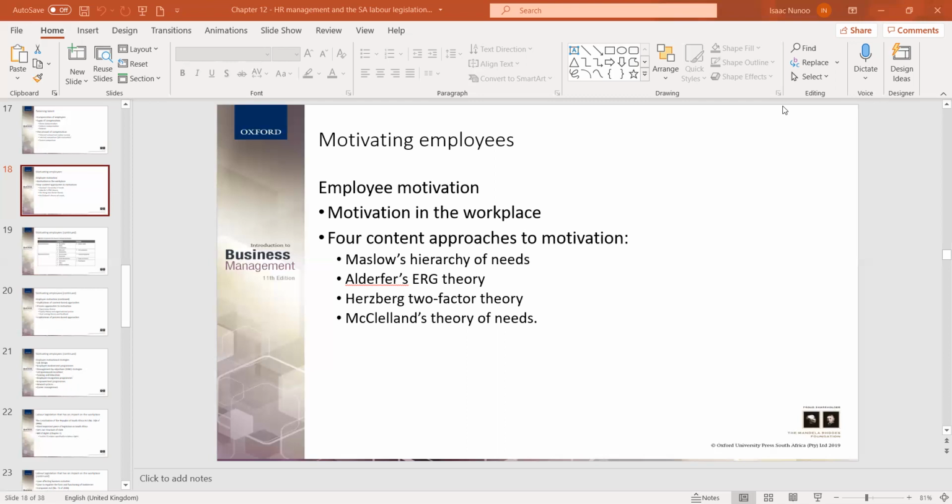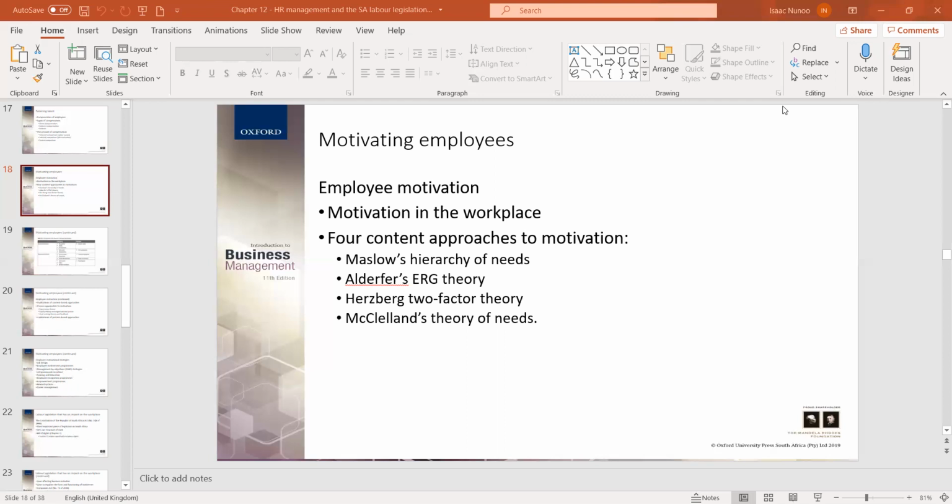Now, the Herzberg two-factor theory consists of what you call the maintenance and motivational factors. So the maintenance factors, also known as the hygiene factors, do not act as motivational factors, but if they are absent in an organization, this could have a negative effect on the morale. So they are not motivational factors, but they are needed, because when they are absent, it can affect the morale of the individual.